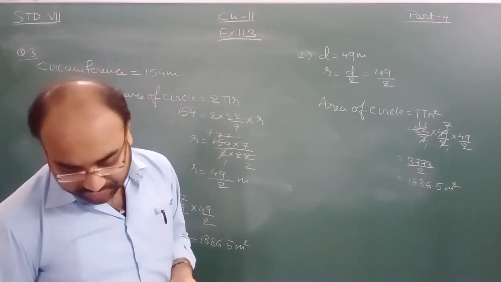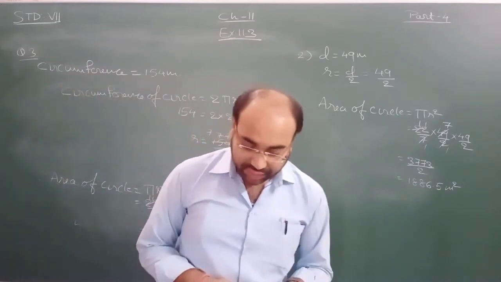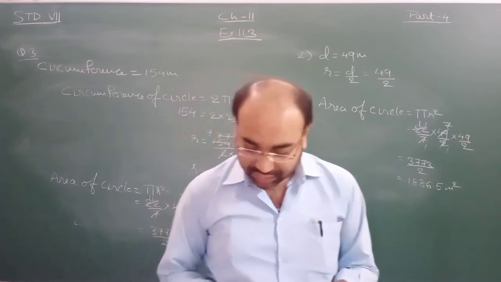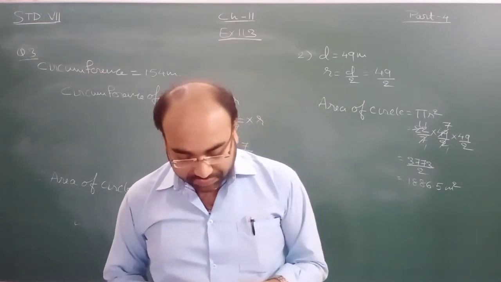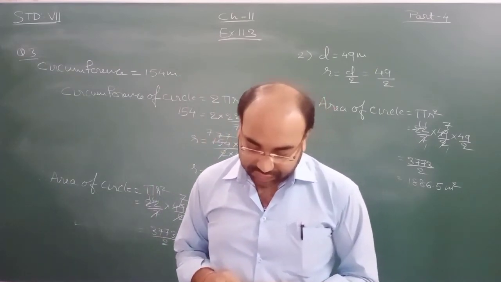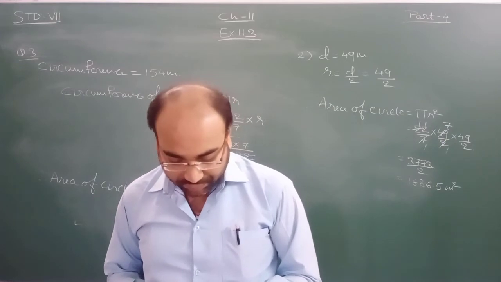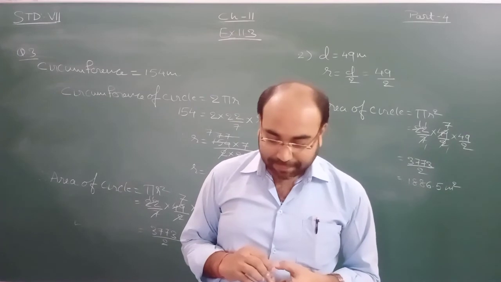Now the next one, which we have to see, is question number 4. That a gardener wants to fence a circular garden of diameter 21 meter. Find the length of the rope he needs to purchase, if he makes 2 rounds of fence. Also find the cost of rope if it costs rupees 4 per meter.